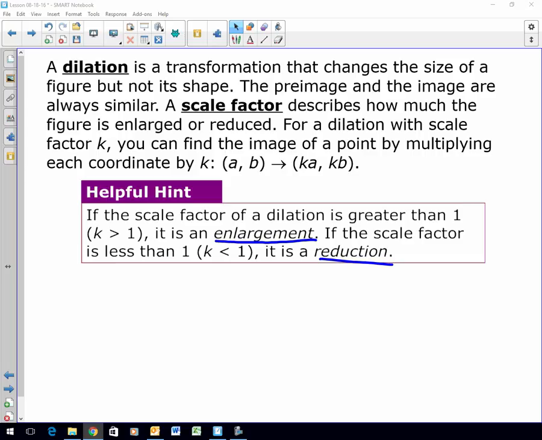What if my scale factor was 1/2? What's 1/2 of 6? 3. Okay? 3, 3.